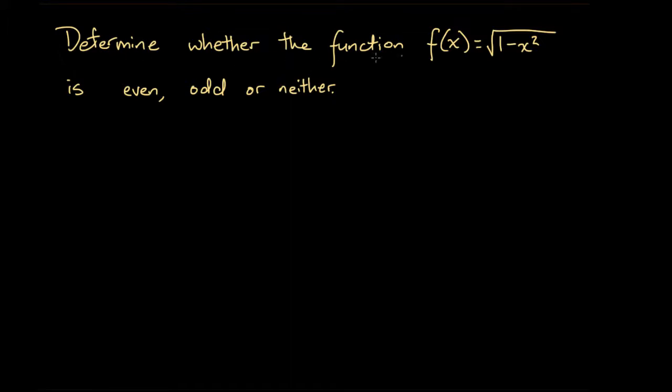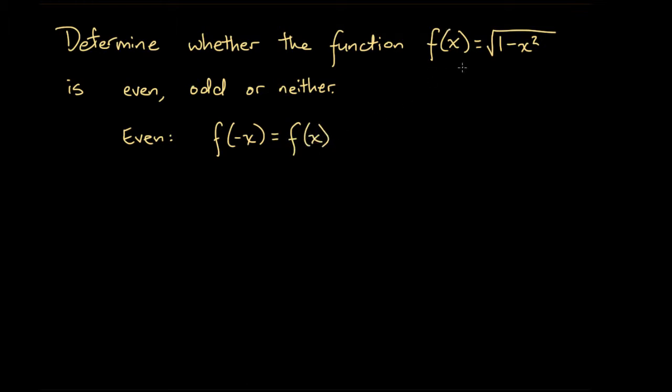Determine whether the function f of x equals the square root of 1 minus x squared is even, odd, or neither. Well, to do this, we should quickly review what an odd and an even function is. A function is even if f of negative x equals f of x.